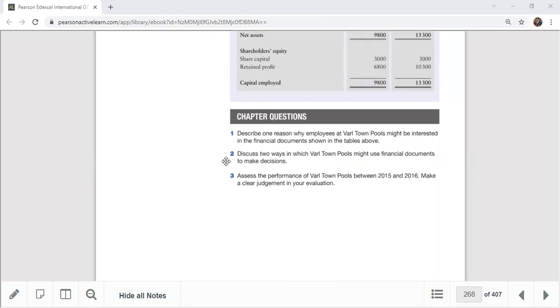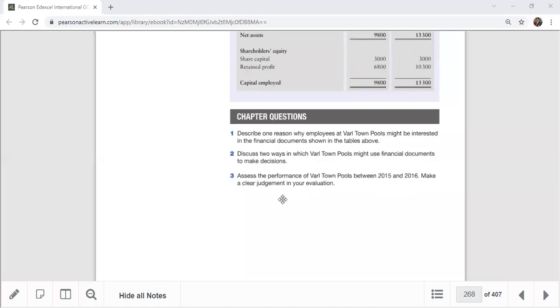Now they ask the second one: discuss two ways in which Varl Town Pools might use financial documents to make decisions. So making decisions, you can see they can make investment decisions, they can make expansion decisions, they can make some kind of capital structuring decision. Different decisions we can take from the SOFP and income statement. So, assess the performance of Varl Town Pools between 2015 and 16.